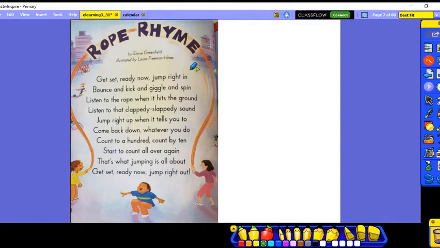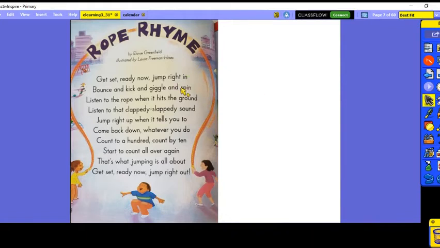Get set, ready now, jump right in. Bounce and kick and giggle and spin. Now, did you hear 2 words that have the same ending sound? In and spin. Very good.